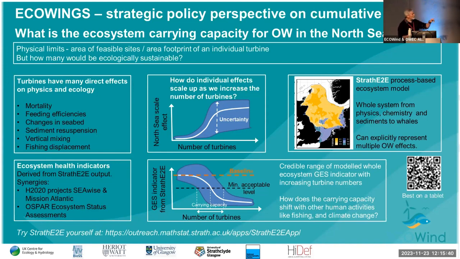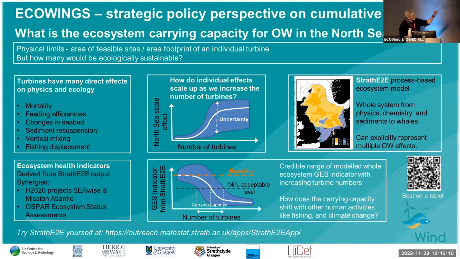If you want to know more about the model, the QR code doesn't work very well on a phone. It works best on a tablet. Or use this link at the bottom, and you can use the model yourself. So the output from that model, we then need to distill to get some modeled ecosystem health indicators, which we derive from that output. And there's a number of EU projects we're very actively involved in doing that sort of distillation. And it's feeding also into some OSPAR ecosystem status assessments in cooperation with CEFAS.